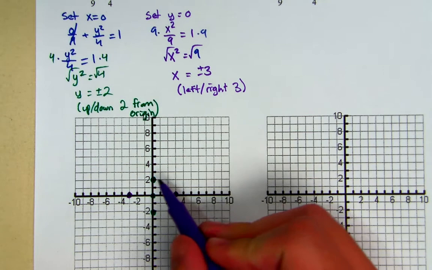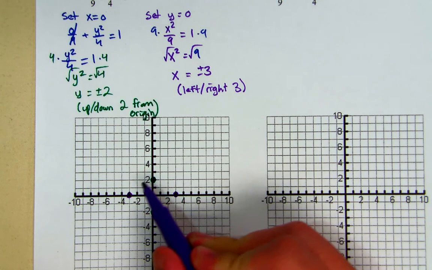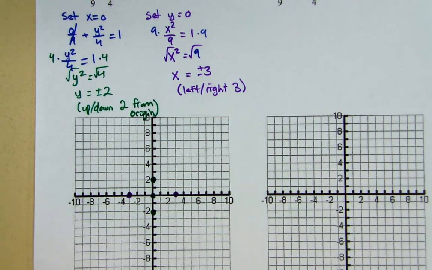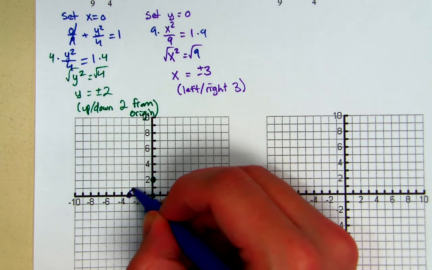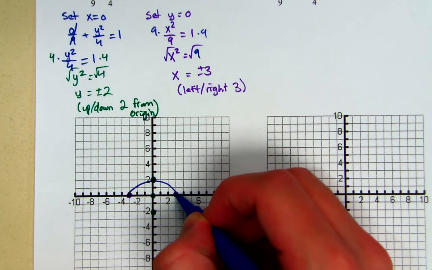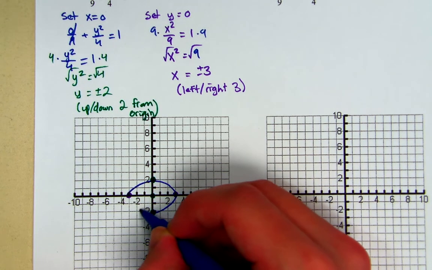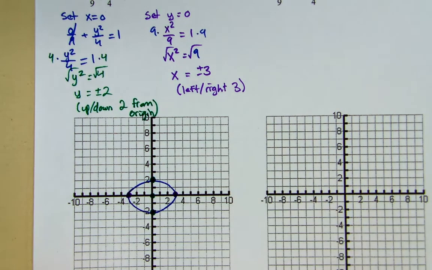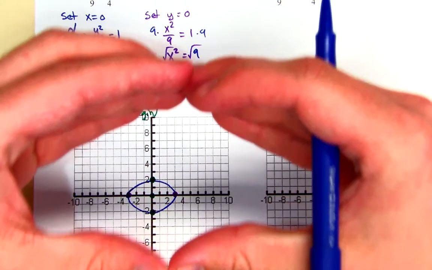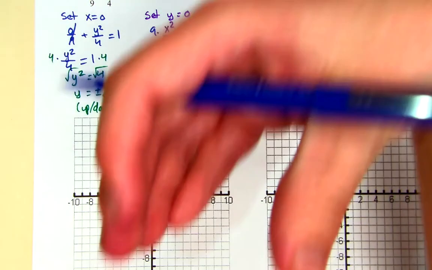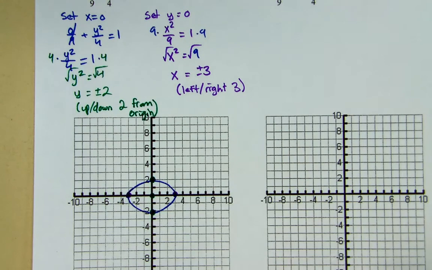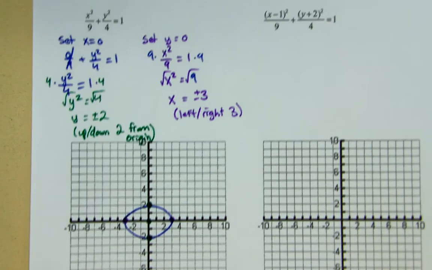And now I've got a little bit more of an extended circle. So if I plot these points together, I've got more of an oval shape going on. And that's exactly what an ellipse is. It's just a circle that's more stretched out, either to the left and right, or up and down.